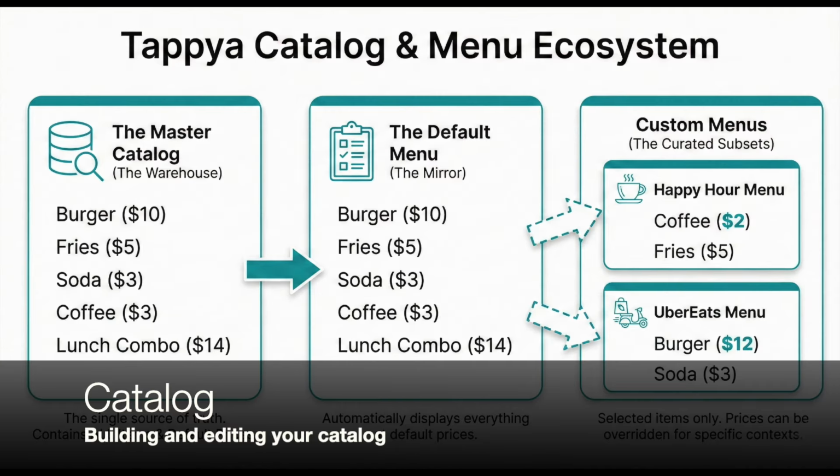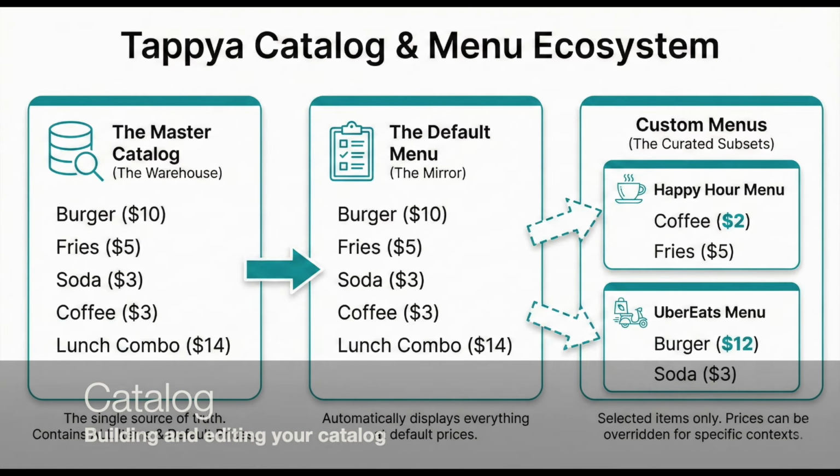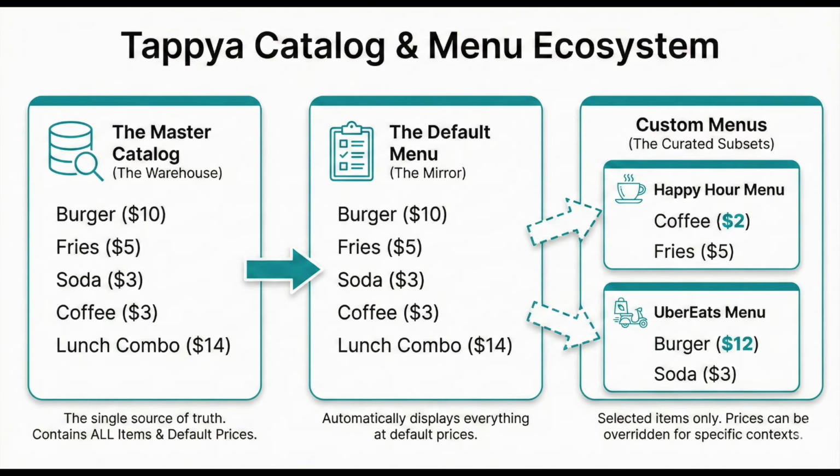In this session, we're going deep into the heart of your operations, the catalog. Before we start, let's look at the Tappya ecosystem. Think of the master catalog as your warehouse. It's the single source of truth for all items and default prices.